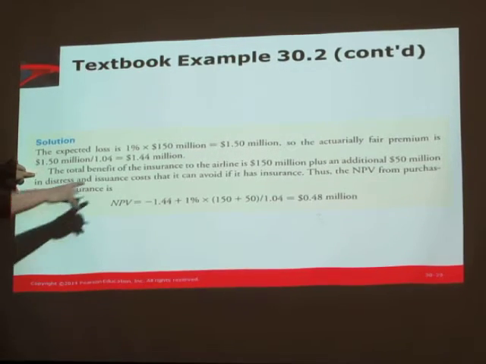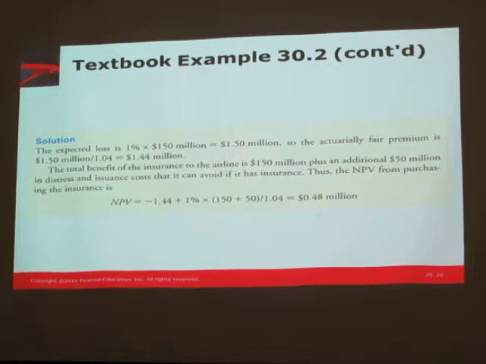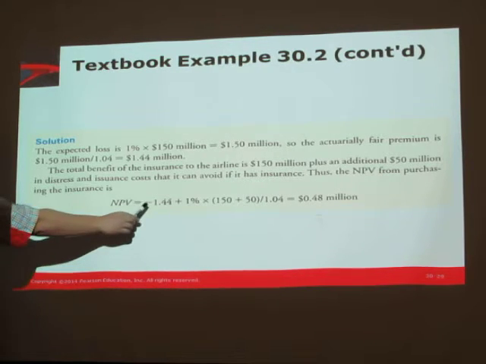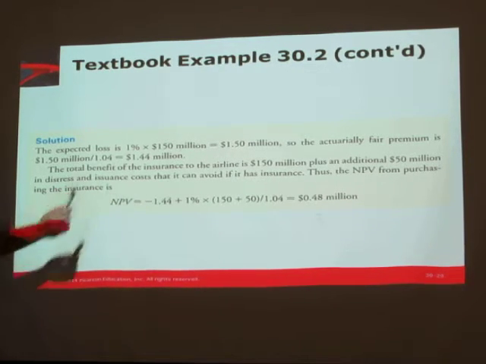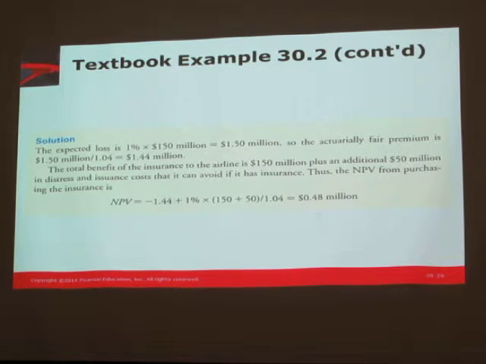Total benefit of insurance to the airline plus an additional 50 million in distress it can avoid if it has issuance. Thus, the NPV from purchasing the insurance, why is this a negative? Because it's a current value. Because we take it out of our pockets to pay for it. That's what we're paying for the insurance, right? We're paying this. So my NPV equals this, right?